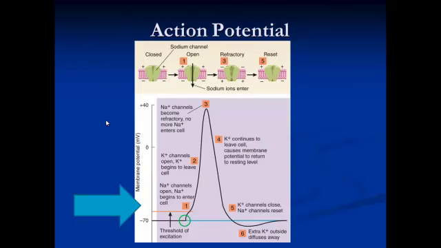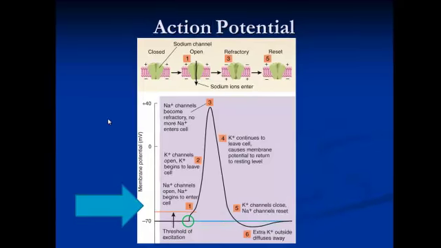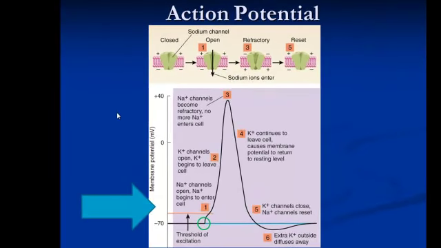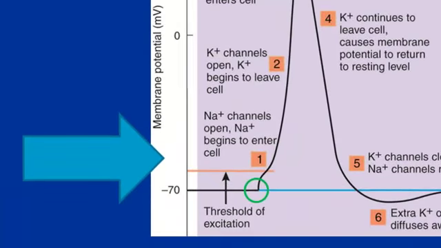Now, this kind of slide you can see in just about any book. You can see it online, and it's very important. I really want you to understand this. This graph, on the x-axis or the horizontal axis, we have time, very fast time. And on the vertical axis or y-axis, we have the polarity inside the cell, the potential difference between the inside and the outside.